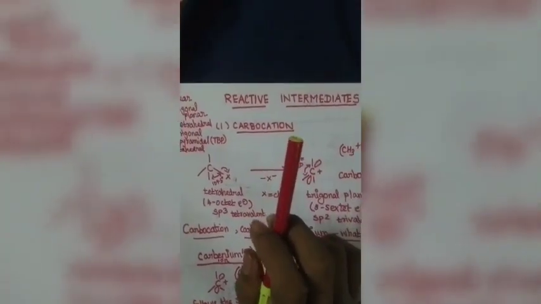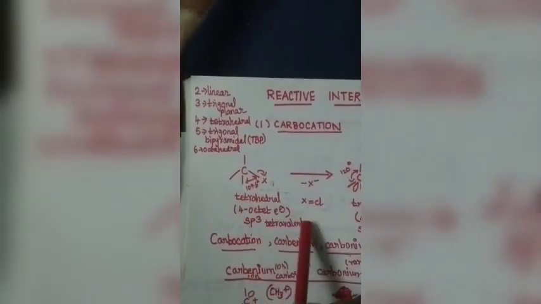First, the intermediate is the carbocation. Based on this carbocation, we need to know more, and it is very important for PG and all other entrance exams. We know generally carbon has 4 valency, that is, it is tetravalent, and we take its 4 bonds into account, which is known as sp3 hybridization. sp3 means tetrahedral. Two bonds means linear, 3 means trigonal planar, 4 means tetrahedral, 5 means trigonal bipyramidal, and 6 means octahedral. That is according to VSEPR.